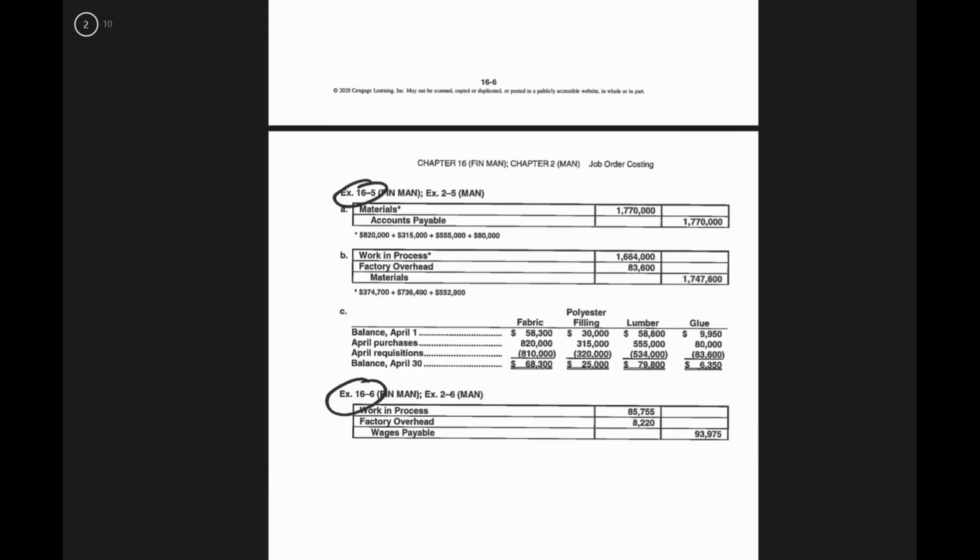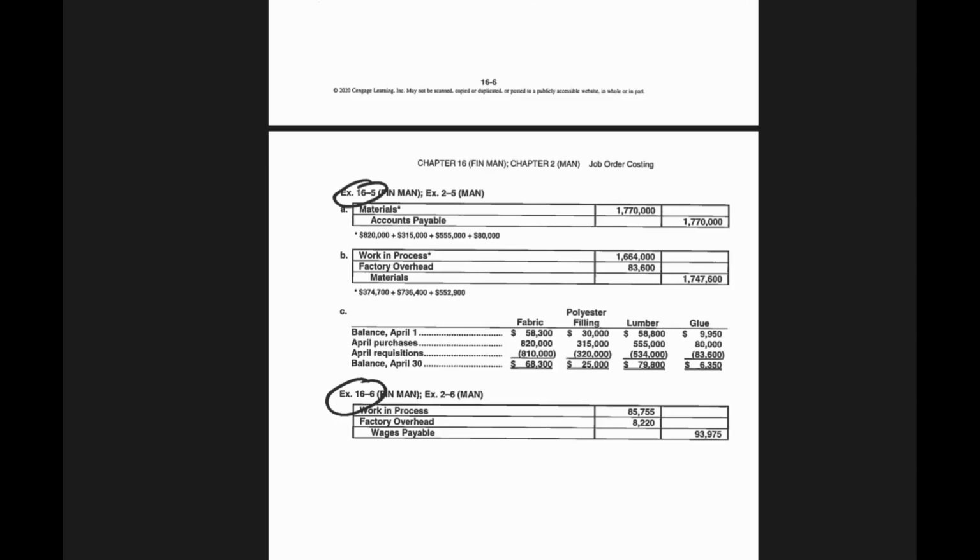All right, let's continue on with number 5, entries for materials. So they got a whole bunch of information going on here. It says balances on April 1st are as follows. The materials purchased are as follows. That's the second section there. And then the third, materials that were requisitioned, fabric, polyester, lumber, glue. And it says here the glue is not a significant cost. So if it's not significant, what they're telling you is it's indirect. So indirect means it's overhead.